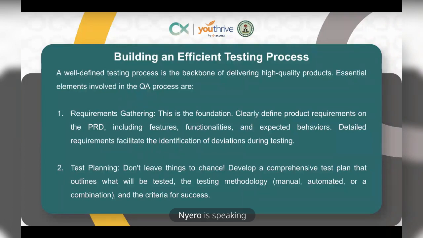And so the second stage is test planning. Now, test planning is essentially something called a test plan in QA, and you essentially create a test plan for your product. So you develop a comprehensive test plan that outlines what will be tested, what the testing methodology is, and what your criteria for success is. Criteria for success essentially means, how do we know that this product has passed QA? That's your criteria for success.